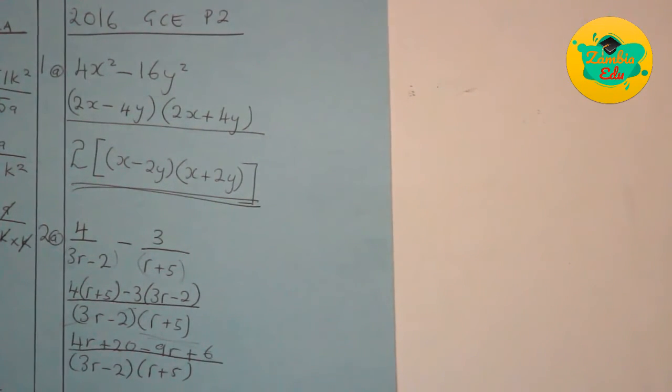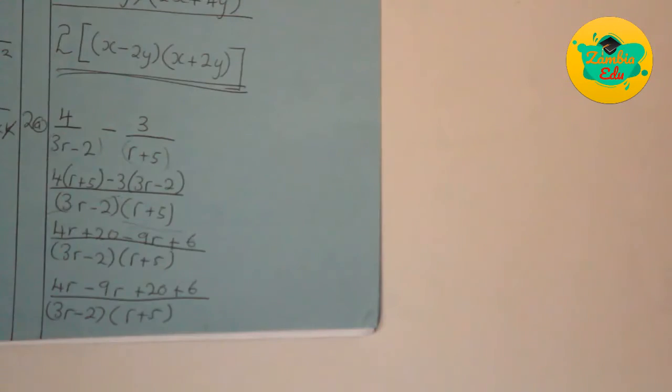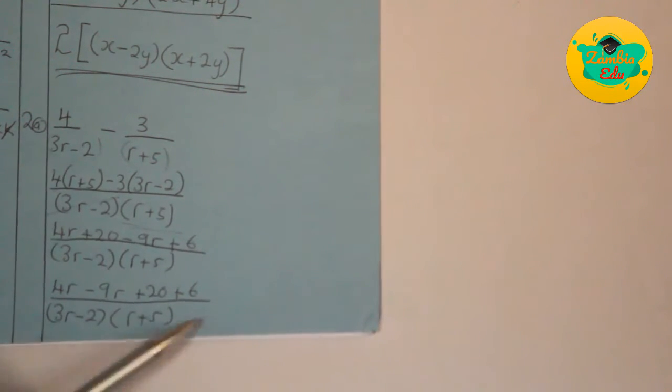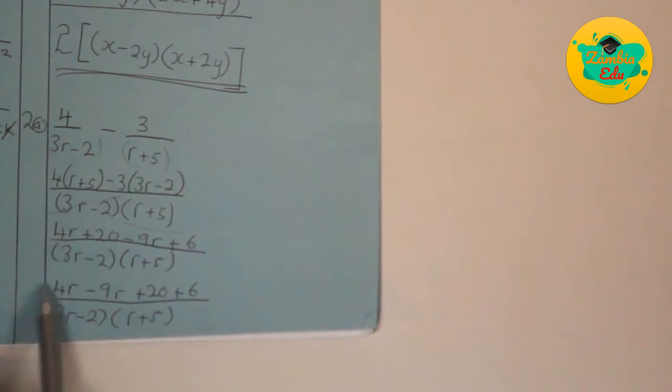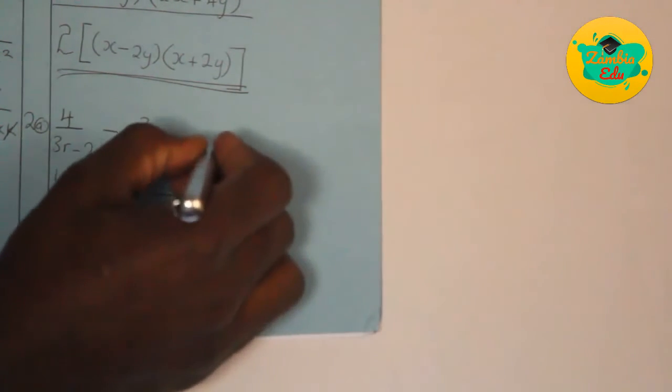Once you do that, you group the like terms. So the like terms, we have 4r minus 9r plus 20 plus 6 over 3r minus 2 and r plus 5, in that order. So we have our 4r minus 9r plus 20 plus 6 over the common denominator. Let's now solve everything that is on top.